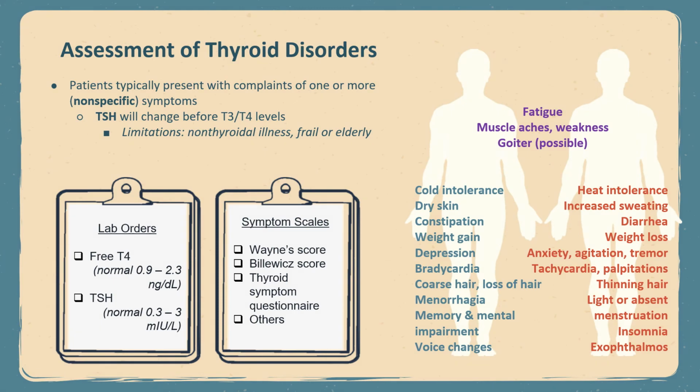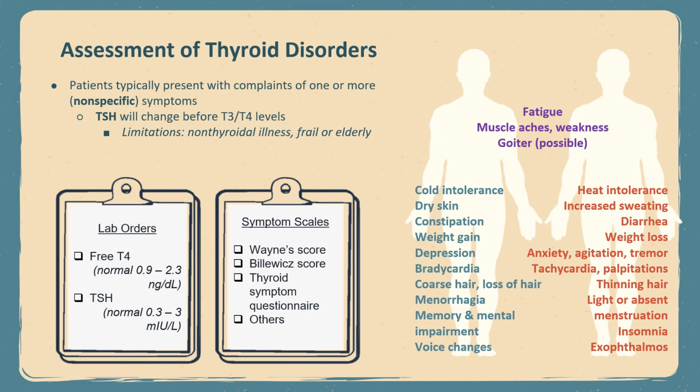One reason why thyroid disorders often go undiagnosed is because the assessment of these disorders is often difficult because patients typically present with complaints of nonspecific symptoms. Some of those include fatigue, muscle aches, and weakness. These all overlap between low and high thyroid levels. And then some of the other symptoms that you can see are GI upset, such as diarrhea or constipation, depression or anxiety, high or low heart rate. All of these are very nonspecific and could match various disease states.